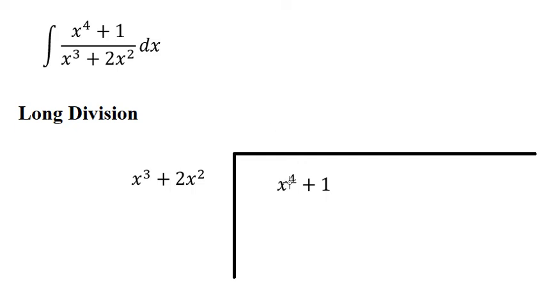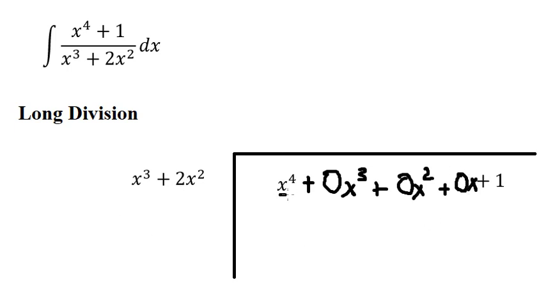Because we just have s to the power of number 4, that means they are missing s to the power of 3, 0s squared, and 0s.